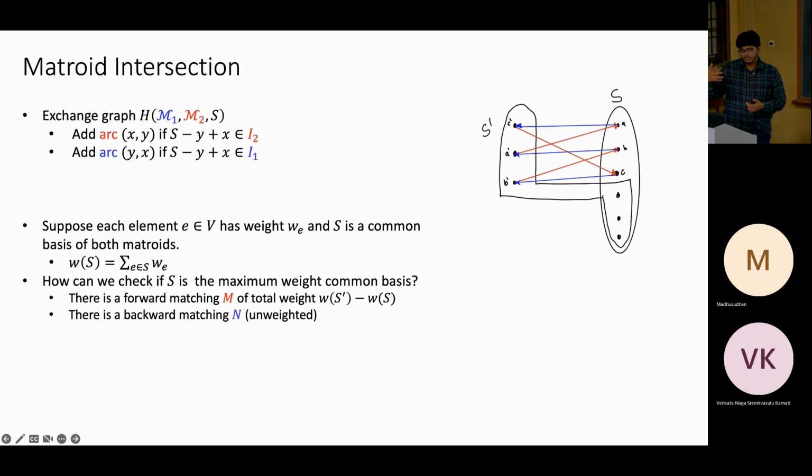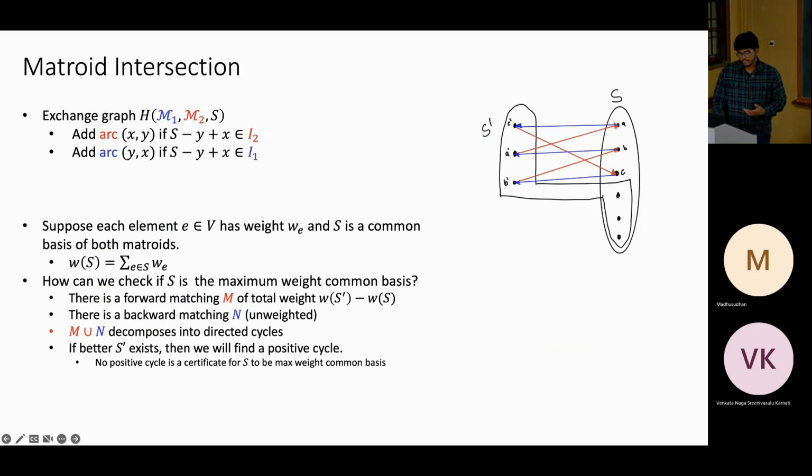And we know that there is a backward matching as well, just because S dash and S are independent sets in the second matroid, I1 as well, M1 as well. Right. And if you just take the union of this, they decompose into cycles. And if a better S dash exists, then since the total weight of all the cycles is the weight of the matching, since we just put weight on red edges, we will observe a positive cycle.